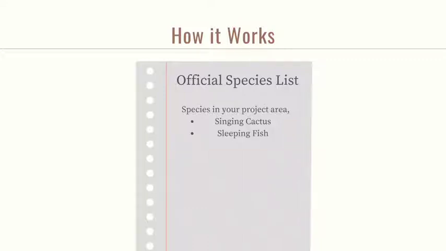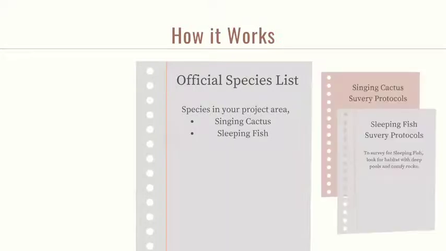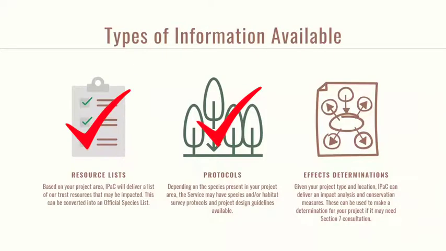So now that you've gone in and put your project area in, IPaC has done its work. Now it's generated a resource list or an official species list if you need it, and now you have that documentation. If we do have any survey protocols for those species or their habitat, those will also be available. So you've got those two pieces of information, and really all you need to do for those things is just put in your project area. You may also have to enter some contact information if you want the official species list.